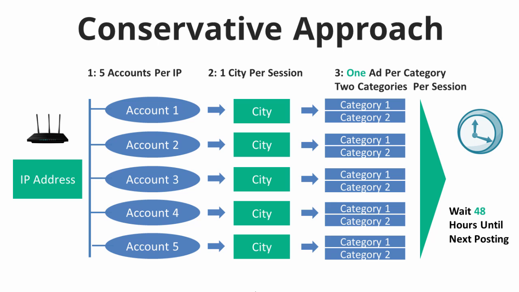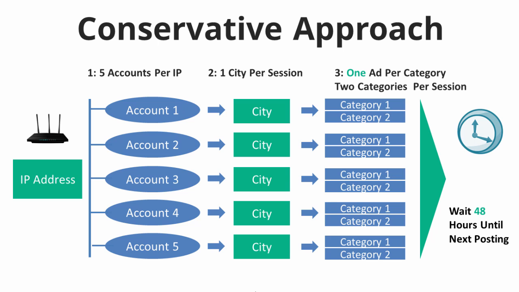If I wanted to post in Southern Maryland, I would have to go into a new account for that and stay within Southern Maryland. Now, from that account in that city, you can post into up to 2 different categories, okay? And 1 ad per category. Then you wait 48 hours until your next posting session.